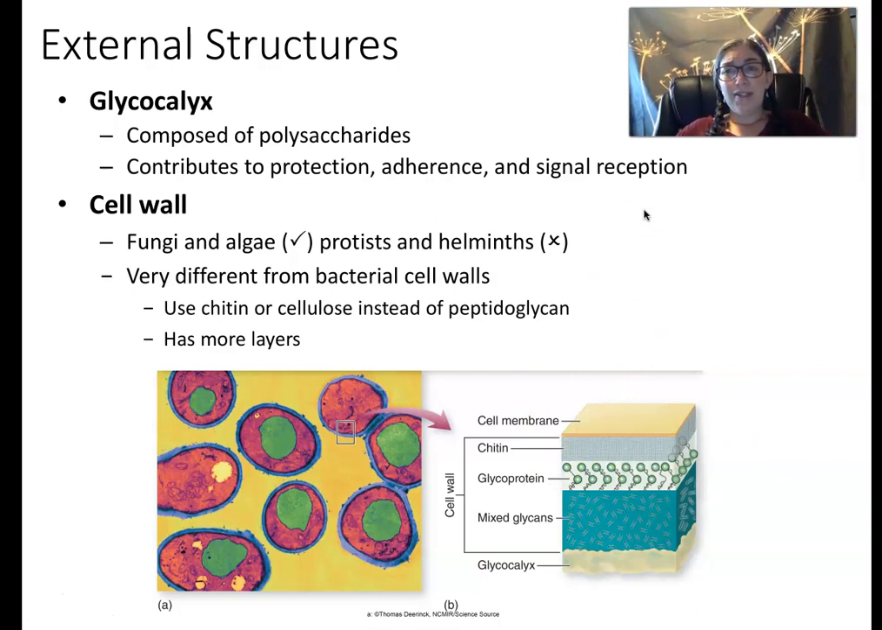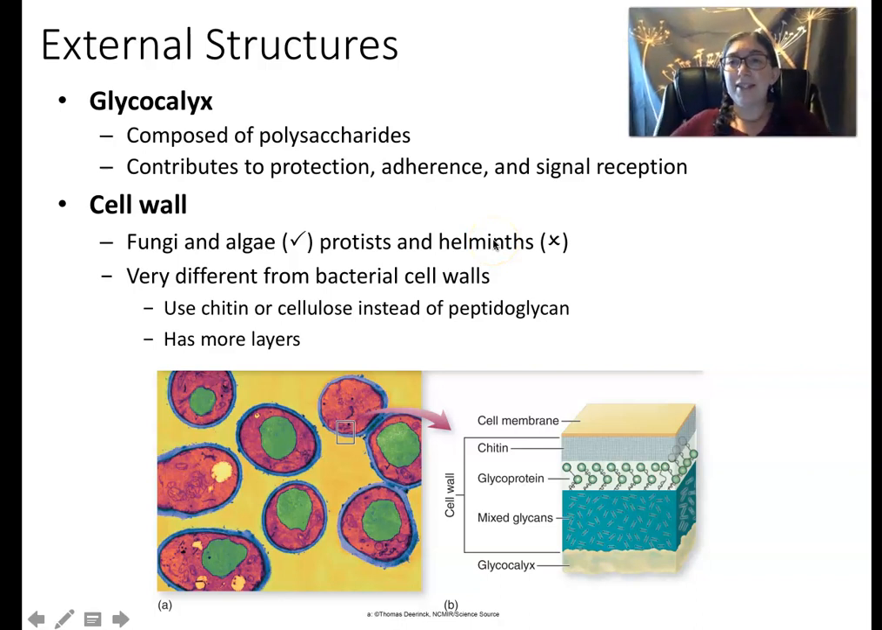Some eukaryotic cells do have a cell wall. The difference is it's made up of a different material than prokaryotes. Prokaryotes, like bacteria, have peptidoglycan as the main building material of their cell wall. But fungi and algae have chitin or cellulose as the carbohydrates that build their cell wall. So it's different. And you can see here that the cell wall is made of more layers in these creatures. The types of eukaryotic microorganisms that have a cell wall are generally those that come in the single cell variety, fungi and algae. I take it back, protists are all single-celled and they do not have cell walls. They just don't. So fungi and algae do have a cell wall, most of the time. Protists and helminths do not. And animals do not either.